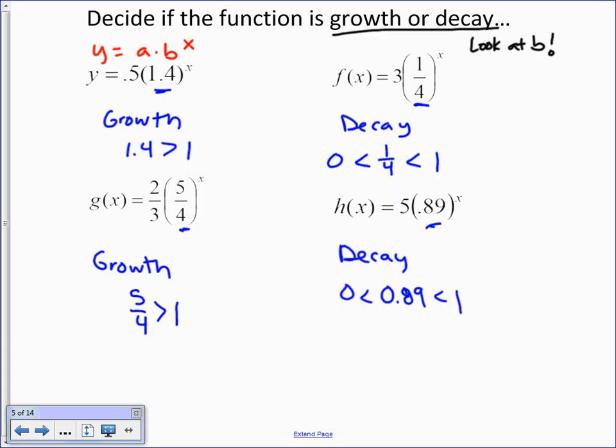So that's pretty easy, right? Once you know what B is. Okay. Remember, they always come in alphabetical order, a times b to the x. Or you can just decide, whatever the exponent is touching, that's B.